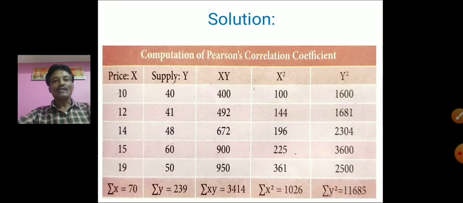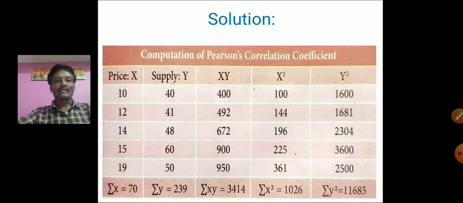Now what we have to do is take the product of X and Y. What is the first value of X? It is 10. And what is the corresponding first value of Y? It's 40. You can take the product of 10 and 40, that is equal to 400. Then you take the product of 12 and 41, that is equal to 492. Then you can multiply 14 with 48, that is equal to 672. Then you can multiply 15 and 60, that is equal to 900. Then you take the product of 19 and 50, that is equal to 950. So the XY values are 400, 492, 672, 900, 950.